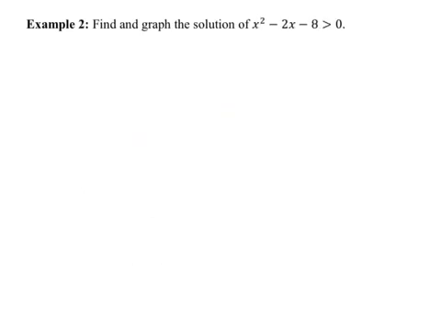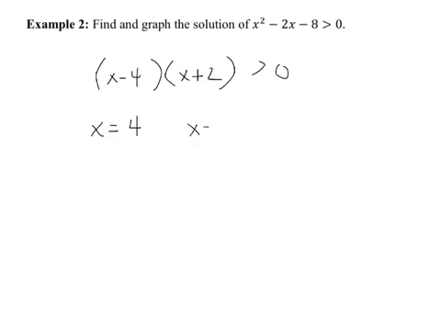Example 2 says, find and graph the solution of x squared minus 2x minus 8 greater than 0. So again, we'll approach this just like the last one. Let's factor it. We're going to get x minus 4 and x plus 2. So that gives me critical points at positive 4 and at negative 2. I go ahead and make a number line right away. Here's my number line. First critical point, second critical point.